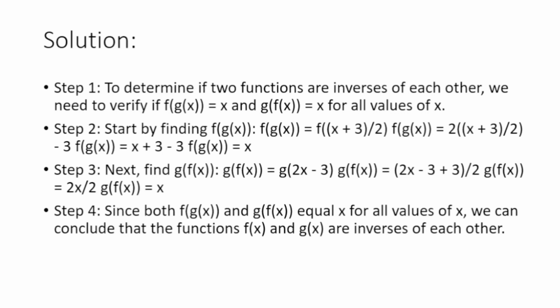Step 3. Next, find g(f(x)). g(f(x)) equals g of 2x minus 3. g(f(x)) equals (2x minus 3 plus 3) over 2. g(f(x)) equals 2x over 2. g(f(x)) equals x. Since both f(g(x)) and g(f(x)) equal x for all values of x, we can conclude that the functions f(x) and g(x) are inverses of each other.